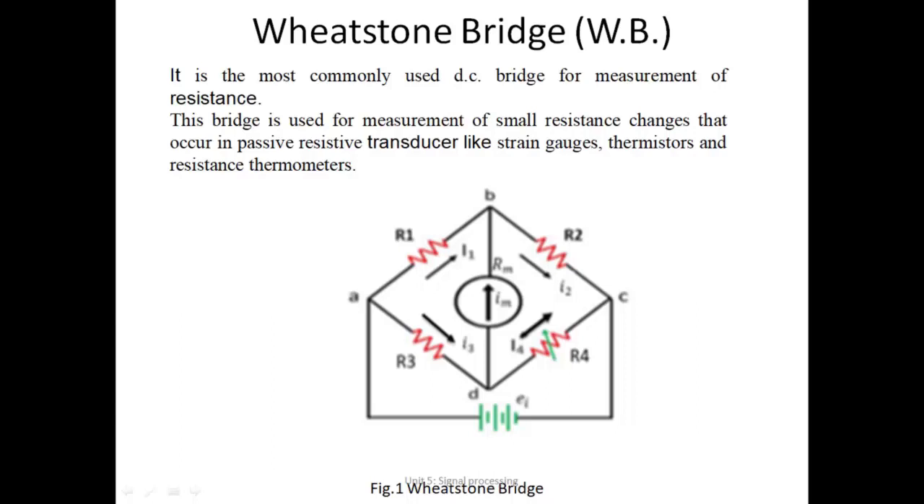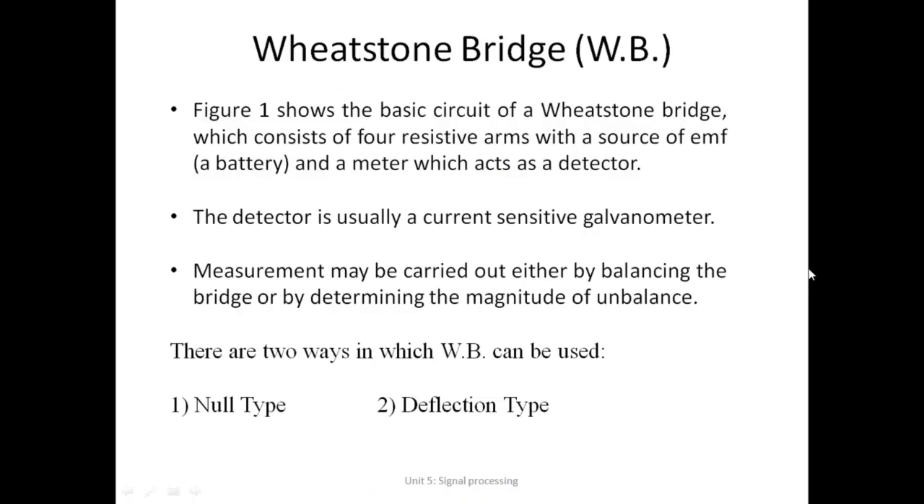One is that I make a corresponding change in another arm and bring the deflection back to zero, and then I measure how much change I had to introduce in the other arm to bring it back to zero. The other possibility is that I simply measure how much deflection the galvanometer is showing in the center, and I calibrate that deflection to the change in resistance. On the basis of these two types of variations, we can divide the working of a Wheatstone bridge as null type or deflection type.